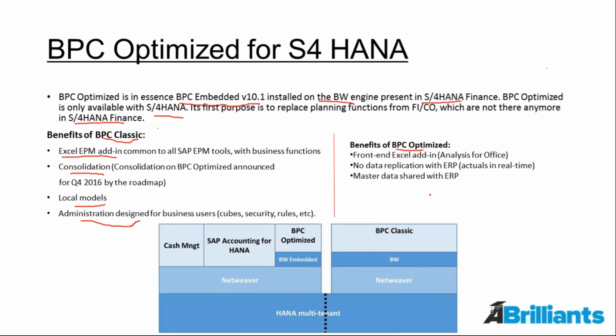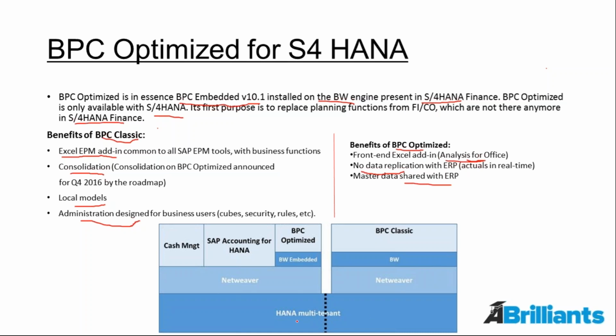On the other hand, in BPC optimized for S4HANA, we have analysis for Office. The main difference is BPC optimized for S4HANA is no data replication is required with ERP, as the actual data and the master data is available on the real time.